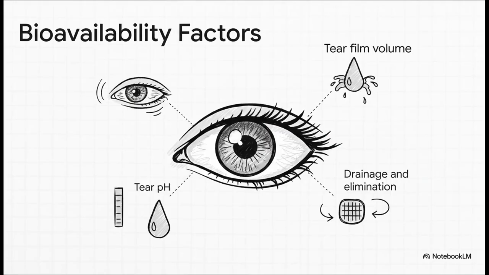It's like there are all these physiological factors constantly trying to sabotage our efforts, right? They reduce the amount of active drug that can actually do its job. Every single blink pushes the drug out. The tear film itself can only hold a tiny volume. And our drainage system is super efficient at just washing everything away. Heck, even the natural pH of our tears can change how well a drug gets absorbed.